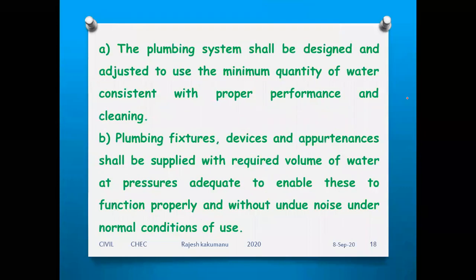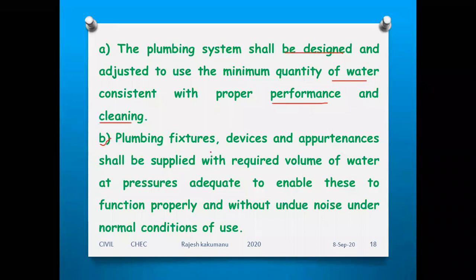Then what should we do? The plumbing system shall be designed and adjusted to the minimum quantity of water consistent with proper performance and cleaning. So less water with proper performance and cleaning. This is also a main objective. How should you design the plumbing system? You have to design it so that less water gives more performance and cleaning. Next, the plumbing fixtures, devices and appurtenances shall be supplied with the required volume of water.